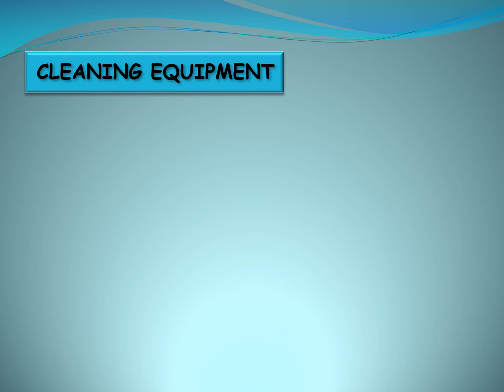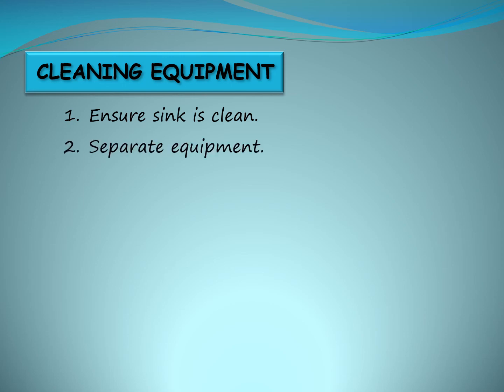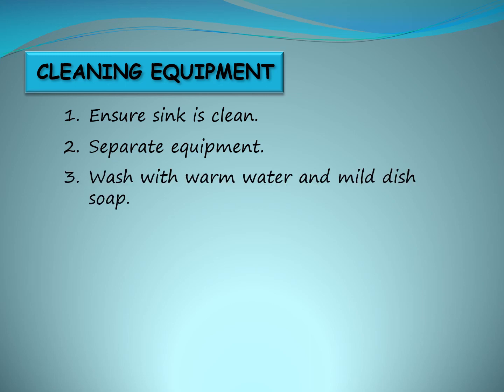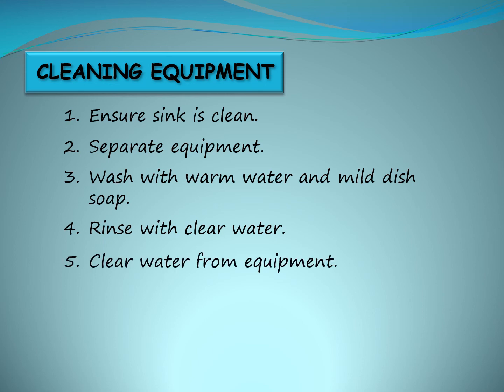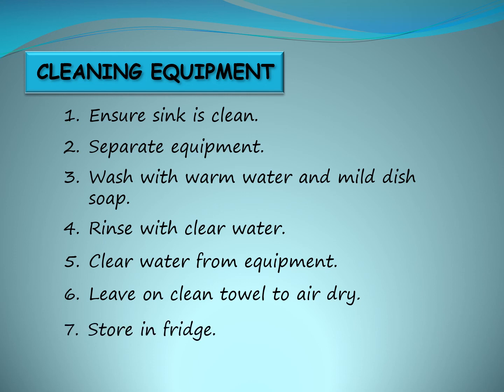When cleaning gastrostomy equipment, ensure the sink is clean. Separate the equipment, such as syringe and extension tube, before washing. Wash with warm water and mild dish soap. Make sure all liquid has been removed. Rinse equipment with clear water until no soap or residue can be seen. You may need to rinse 3 to 4 times. Clear the water from the equipment as much as possible. Leave the equipment on a clean towel to air dry. Store in a clean and labeled container in the fridge.